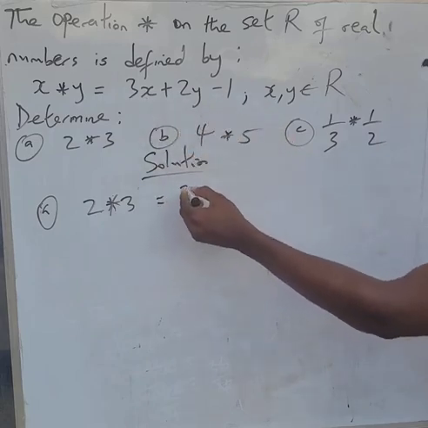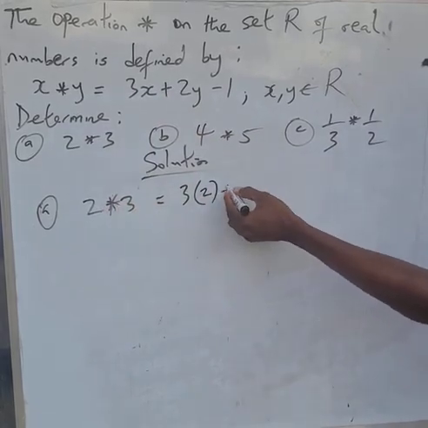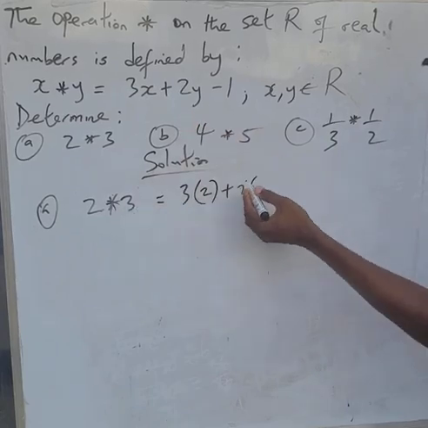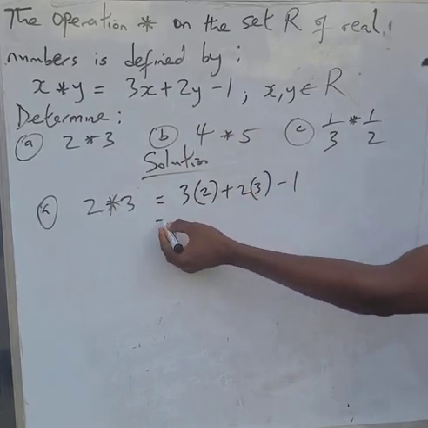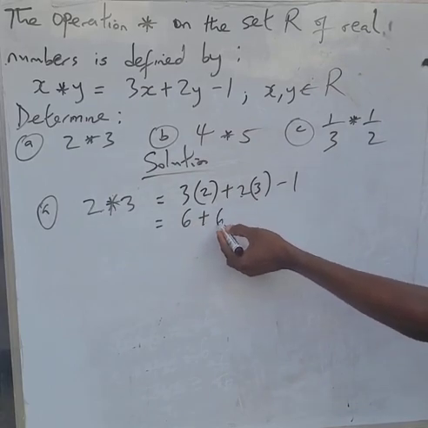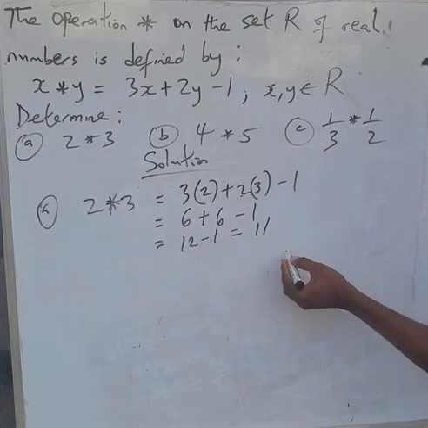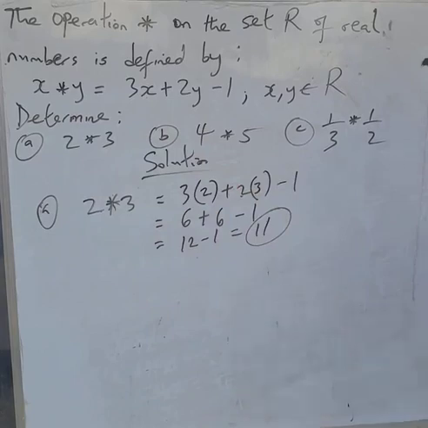So this is equal to 3 multiplied by your x. Your x here is 2, plus 2 multiplied by your y here, which is 3, minus 1. So this is equal to 3 times 2 is 6, plus 2 times 3 is 6, minus 1. So this is 12 minus 1, which is 11. So the solution to the first one is 11.